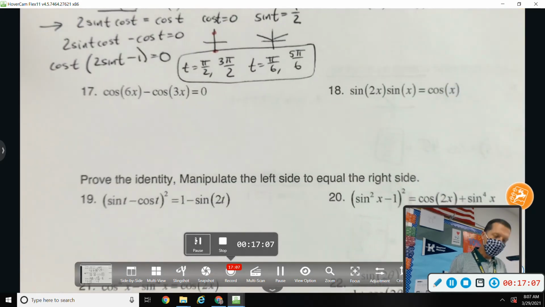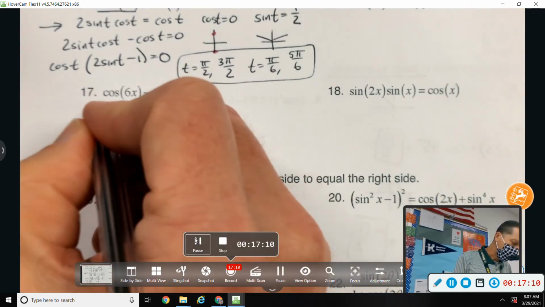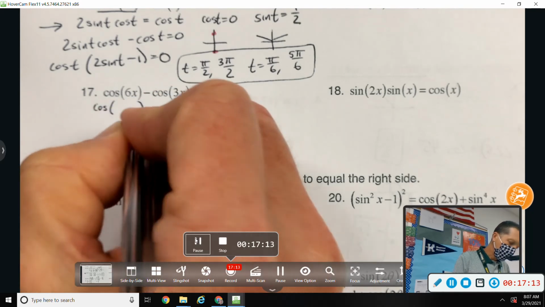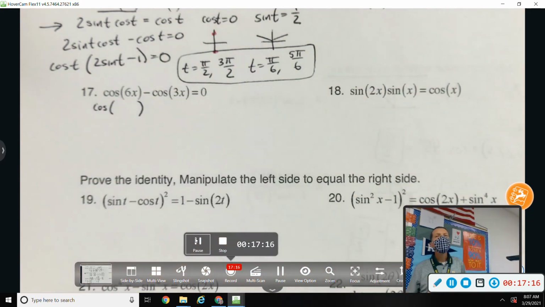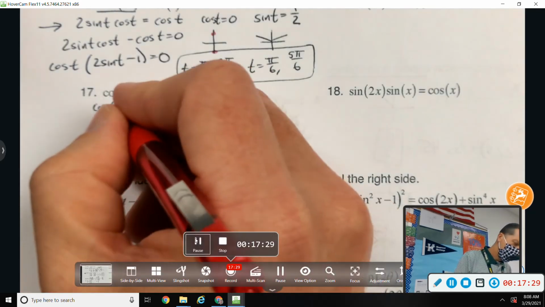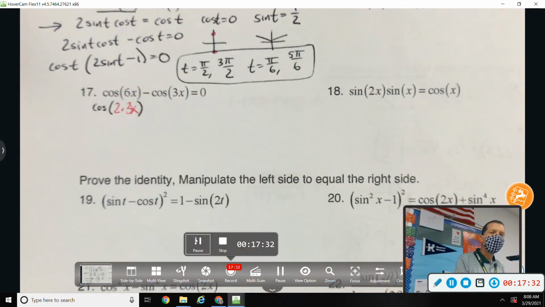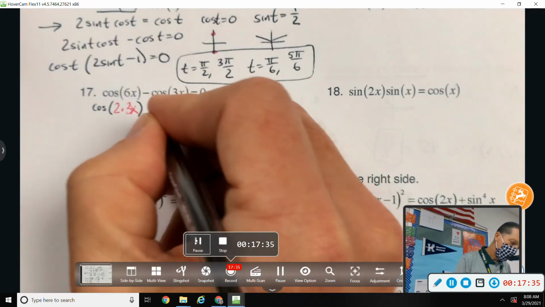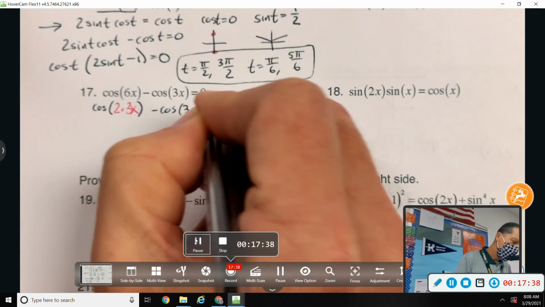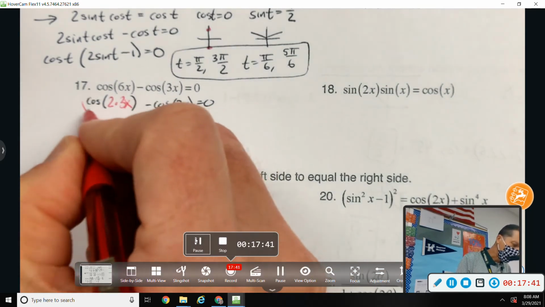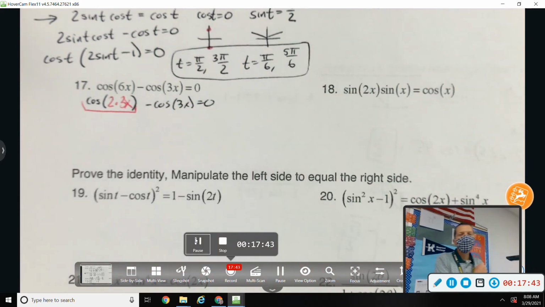17 looks a little bit goofy because there's a 3x and a 6x. But instead of writing that as 6x, how could we rewrite that might make it fit our formula better? Thought you were on the right track there. Cosine of 2 times 3x. Because we have a formula for this. Oh, that's the one where we have 3 formulas for that. So I need to be careful about which one I pick.